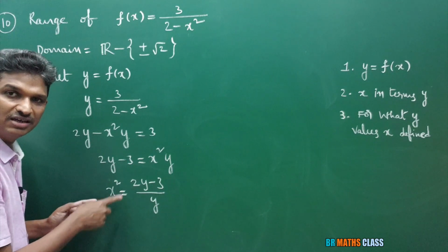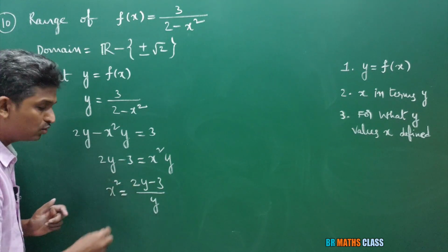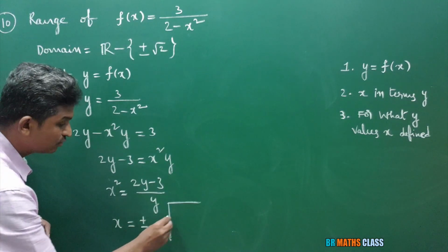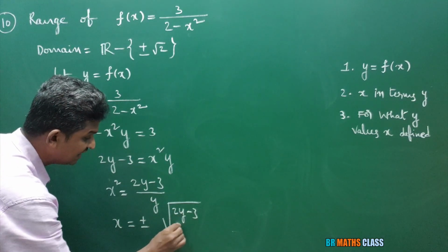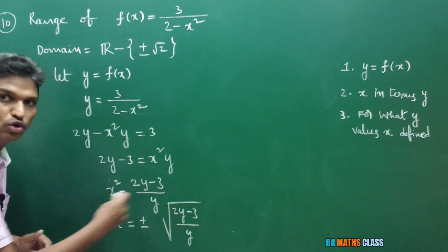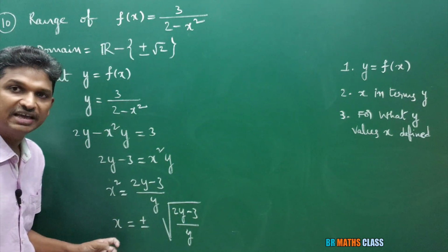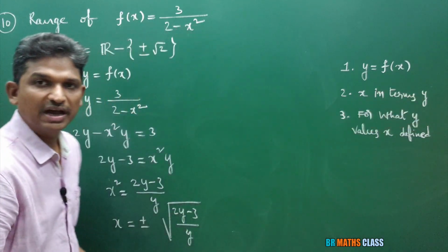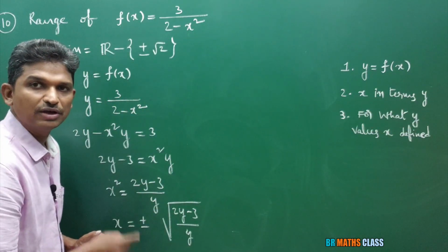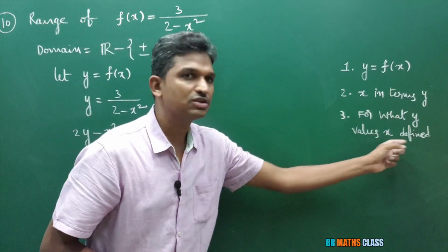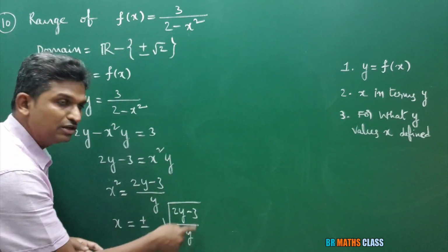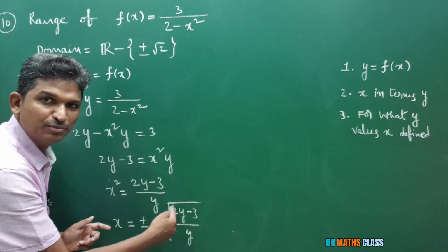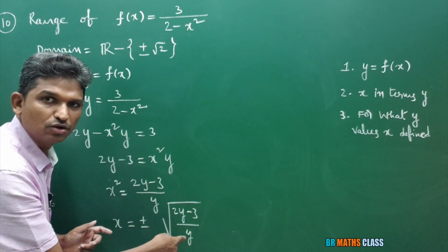You want x, here x square is there. You apply square root on both sides, then what you will get? x equal to plus or minus square root of 2y minus 3 divided by y. You observe, I have written x completely in terms of y. Second step is over. What is the third step? For what values of y is x defined? That means we need to calculate the domain of x, which is nothing but this, so I need to calculate the domain of this.